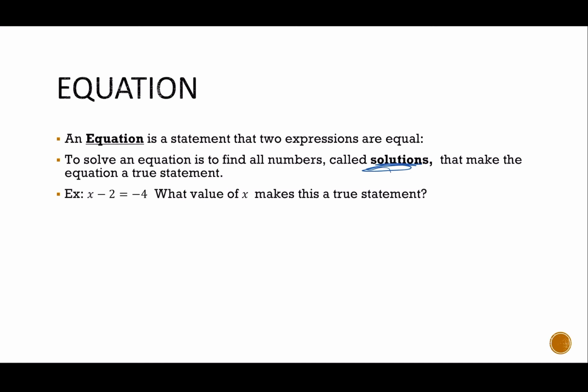So for example, if I had x minus 2 is negative 4, what value makes this a true statement? How about when x is negative 2? Because negative 2 minus 2 gives me a negative 4. Now, if this wasn't so easy to visualize, there are steps that we can always take to solve this, and one of those is the additive property.